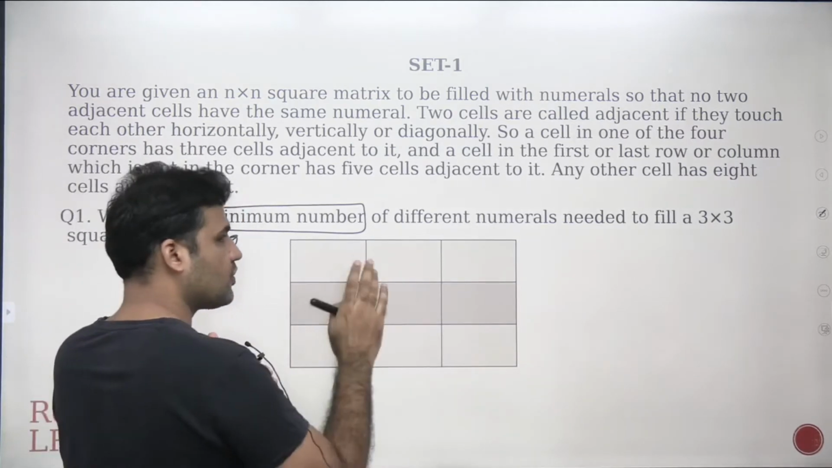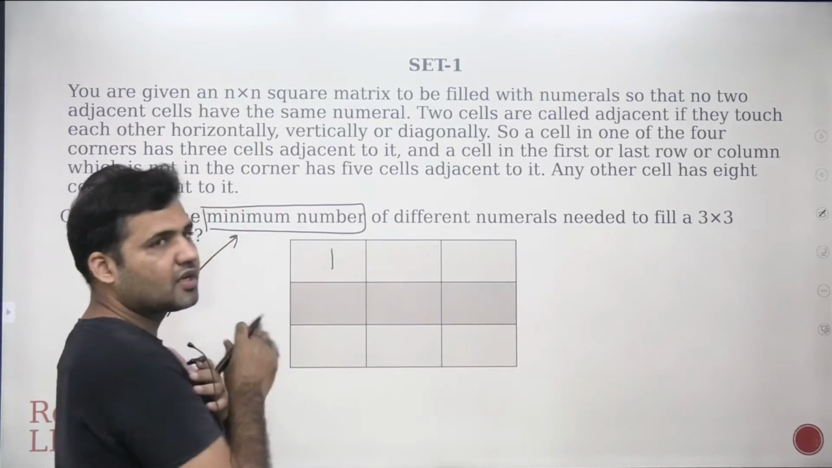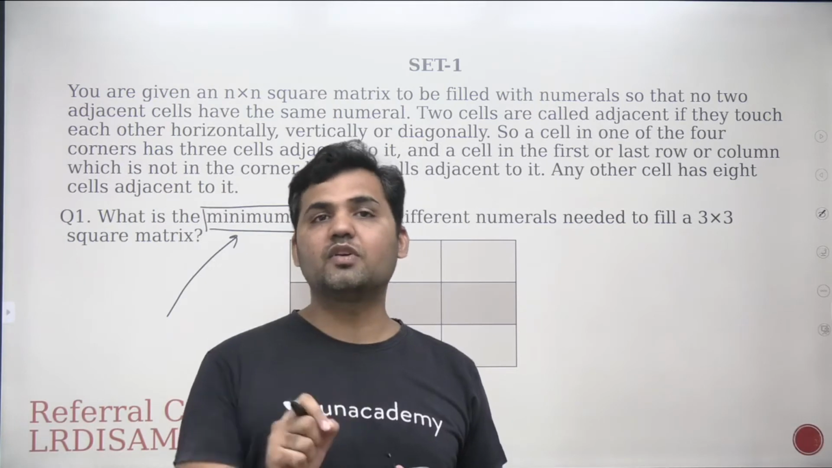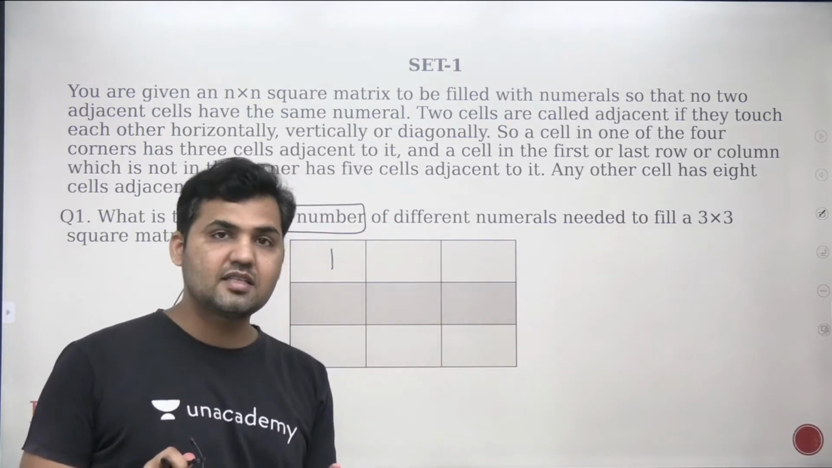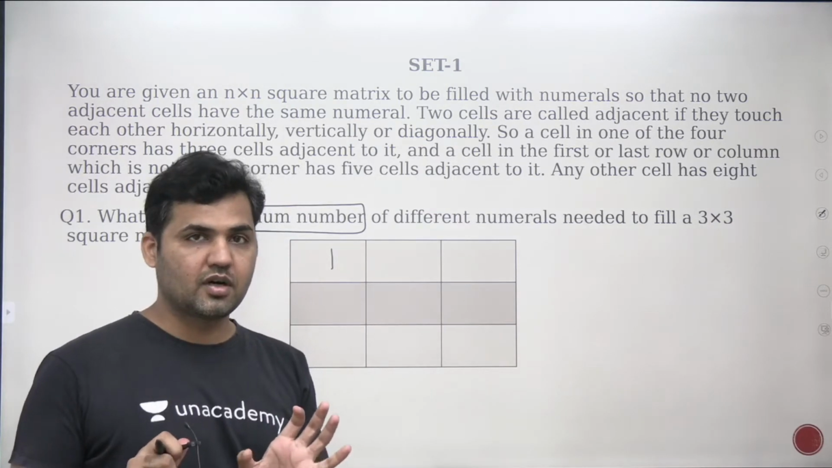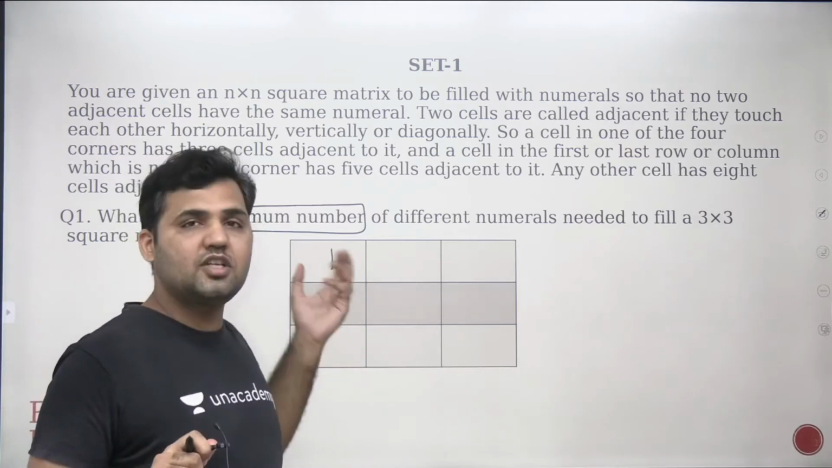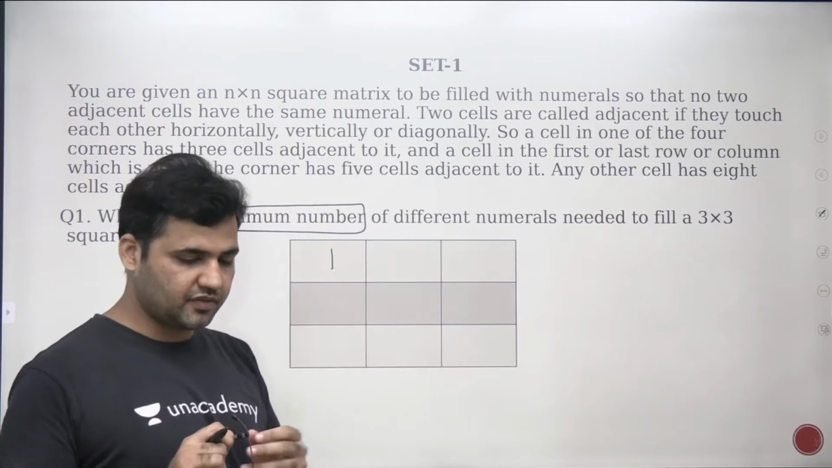1, 2, 3, 4, choose one number. Let's choose 1, right? Why 1? Because the question is not talking about which digit you are using. The question is about the number of digits that you are using to fill the matrix. So the number of digits is what you need to consider, not which digit you are using, that does not play any role here. Even if you want to use 15, you can use 15 here, right?